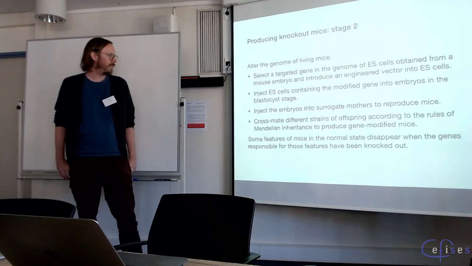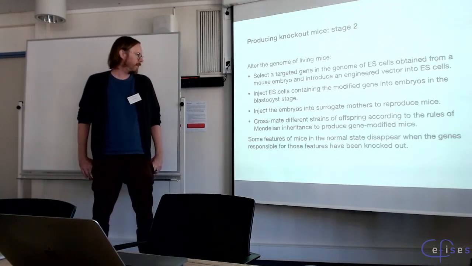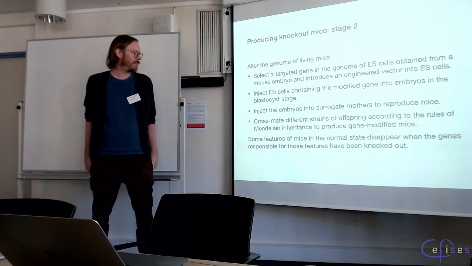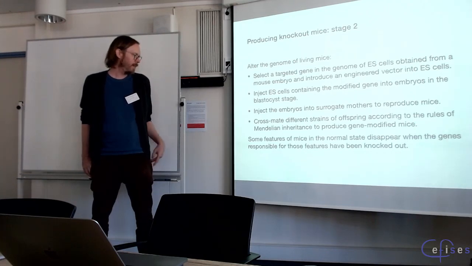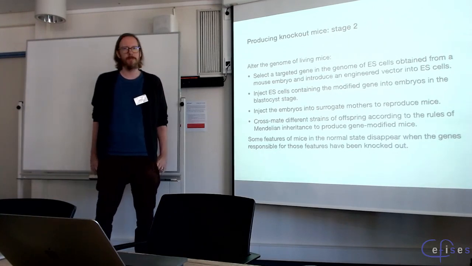You inject the ES cells containing the modified gene into embryos in the blastocyst stage, inject the embryos into surrogate mothers to reproduce mice, and then crossmate the mice, and you get your knockout mice, and you can observe some of the features in the normal state disappear when the genes responsible for those features have been knocked out.